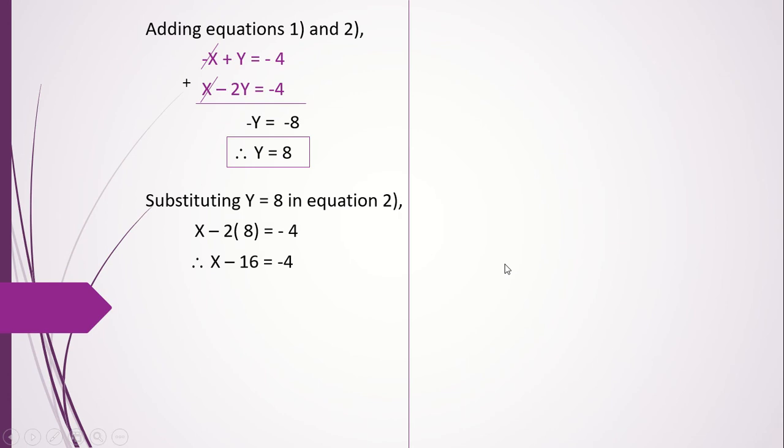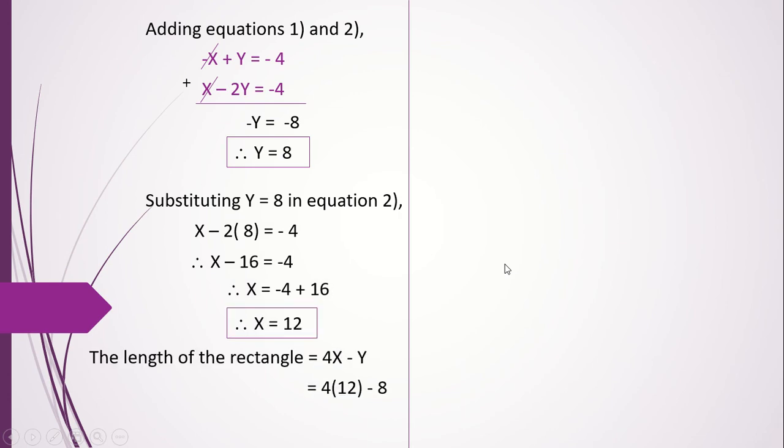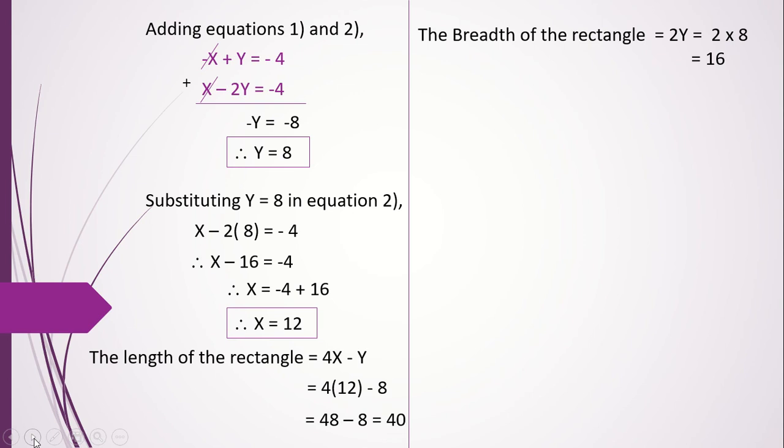We got the value of x and y. Now we are trying to find out the length of the rectangle. So I have chosen 4x minus y. Now this is given, 4x minus y is given in that diagram. Now in place of x, just put the value of it. 12 fours are 48 minus 8 is 40. So I got the length to be 40. And if you notice here, they have not given any units. So we also don't need to write units like centimeter or anything, because they have not given the units here. The breadth of the rectangle, 2y is chosen because that was easier. So 16. I got the length and breadth.